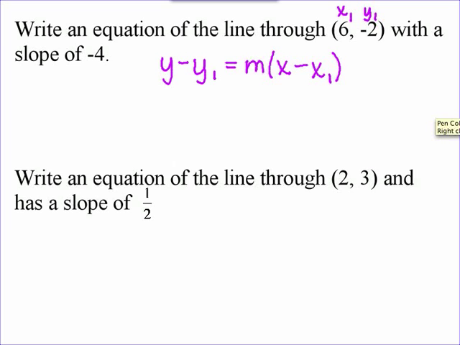So now what we're going to do is plug in our values. Remember, x1, y1 are the point. I've identified those. This is the easy way to remember: you always use the opposite of the point. So if the point is 6, we're going to use -6. If the point is -2, we're going to use positive 2.